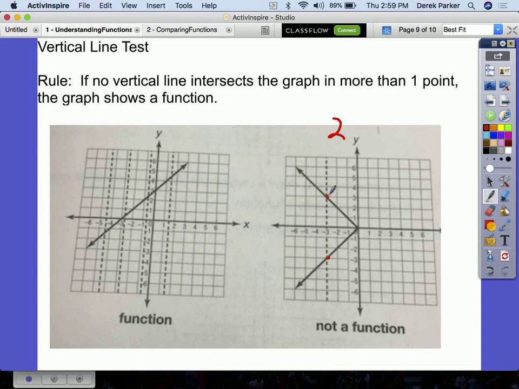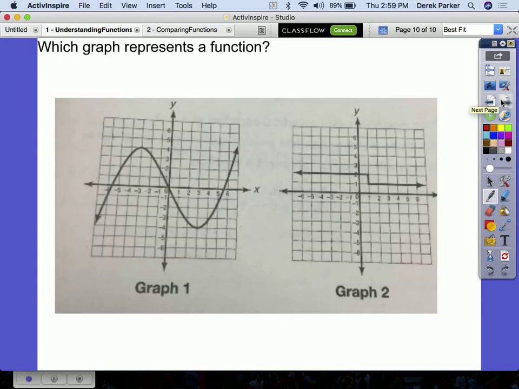If we wanted to talk about the actual points, negative 3, 3 and negative 3, negative 3, the input is negative 3 and it has two outputs, 3 and negative 3. Which graph represents a function? Graph 1 or graph 2? In this case, it would be graph 1. Graph 2, because of this right here, cannot be a function.